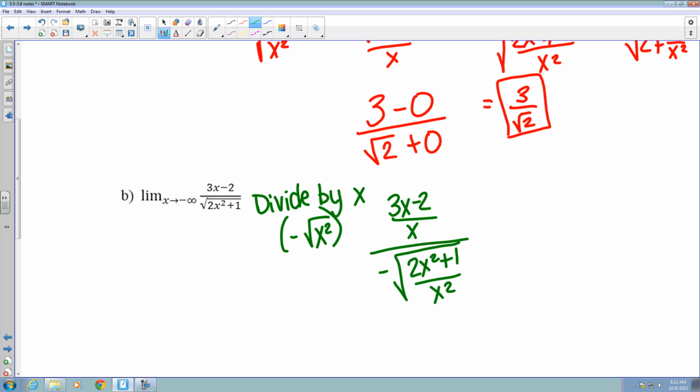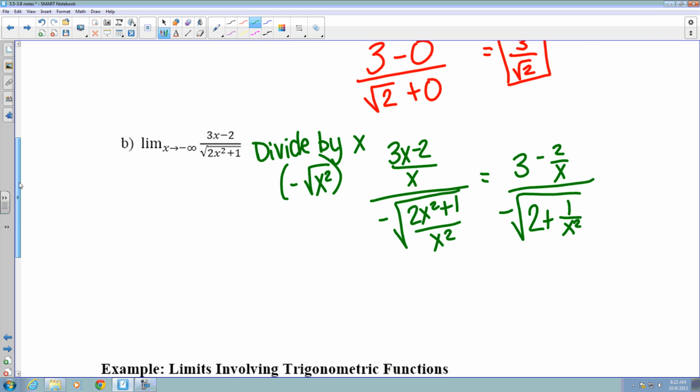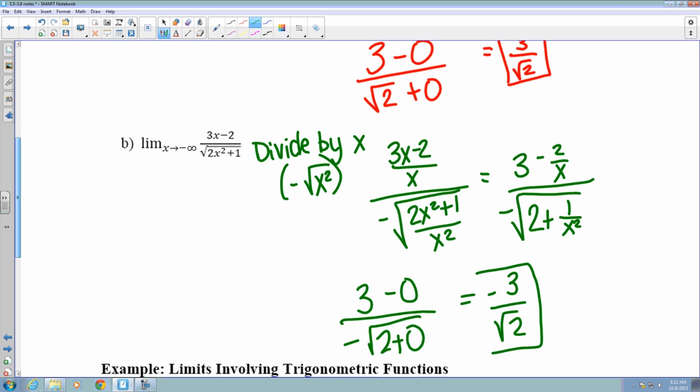And the negative stays out front. 3 minus 2 over x, when we simplify, negative square root of 2 plus 1 over x. Then we take the limit at each individual point, and on top we get 3 minus 0 over negative square root of 2 plus 0, which is negative 3 over square root of 2. So the difference is you need to be really careful when you're approaching negative infinity versus positive when you do a trick like that.